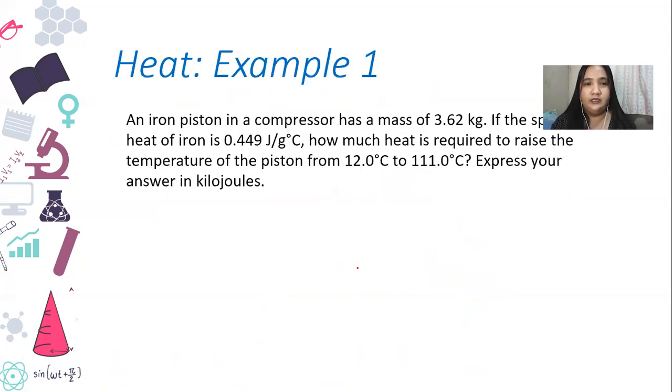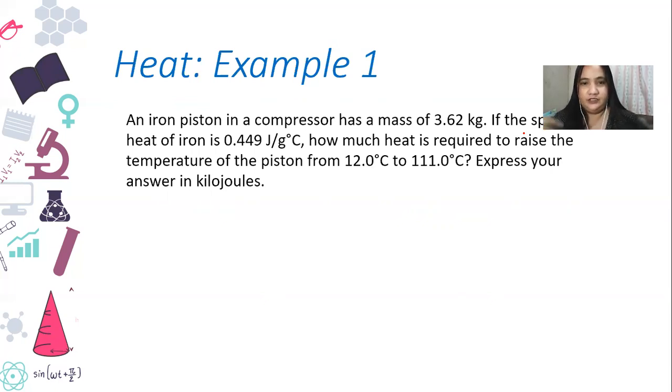First one, it says here, an iron piston in a compressor has a mass of 3.62 kilograms. If the specific heat of iron is 0.449, how much heat is required to raise the temperature of the piston from 12 to 111 degrees Celsius? Express your answer in kilojoules. Okay, this was one of the controversial questions. Some of you were pushing me that the Canvas answer is incorrect, that you were getting the correct answer. So I'm going to do the walkthrough.